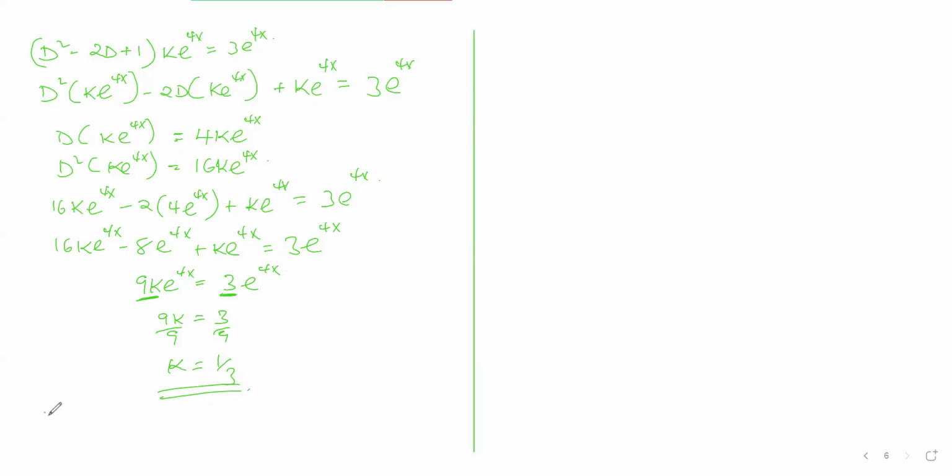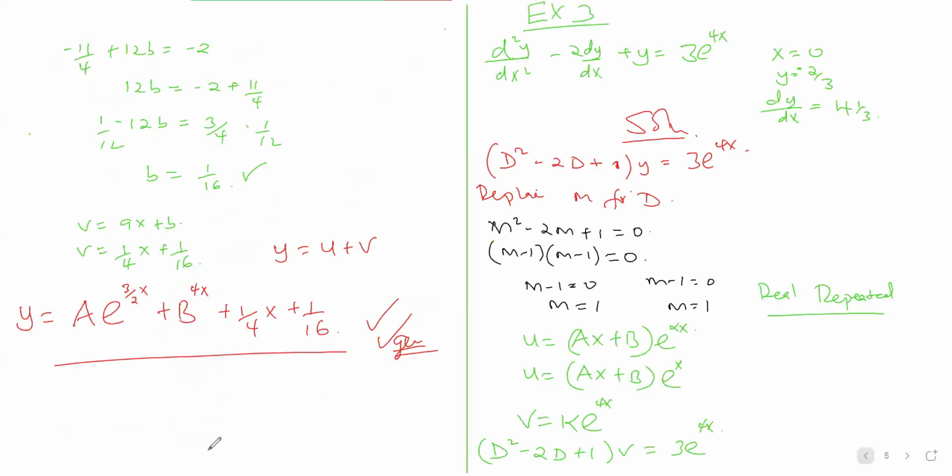And therefore, your y function will be given by ax plus b exponent of x plus, remember our v was k exponent 4x, right together. So now it is 1 over 3 exponent 4x. And that is your function by the end of the day, right together, because y, just a reminder, is given by u plus v. What did you get our u to be? Our u is here.